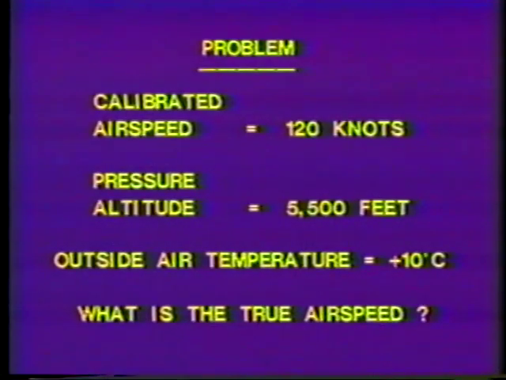Let's work one more true airspeed problem. This one is a typical problem from the FAA private pilot written examination. Calibrated airspeed is 120 knots. Pressure altitude is 5,500 feet. The outside air temperature is plus 10 degrees Celsius. What is the true airspeed?